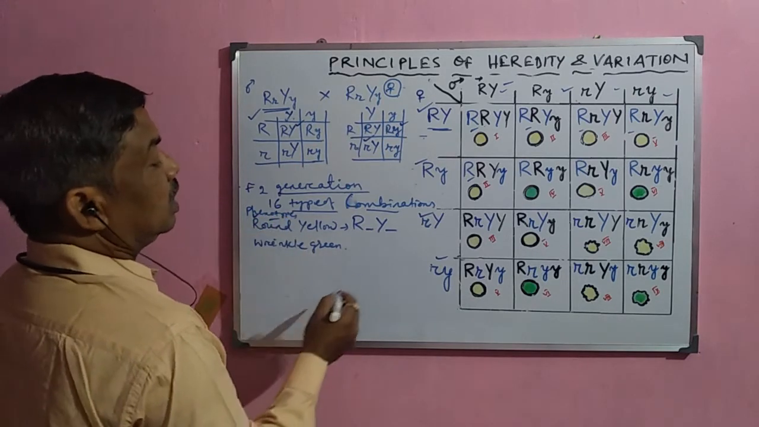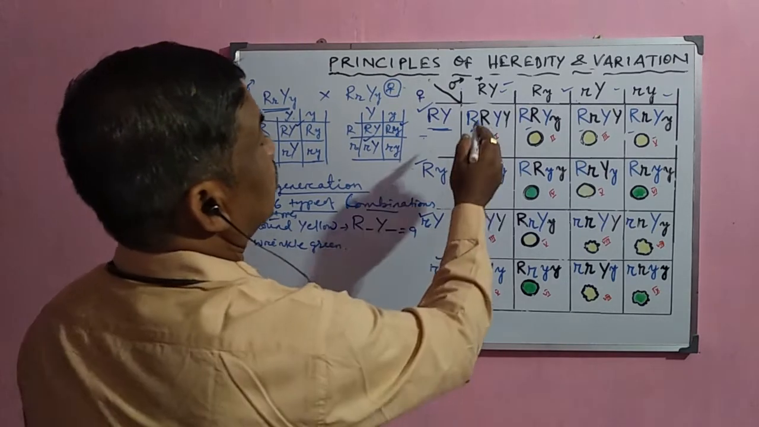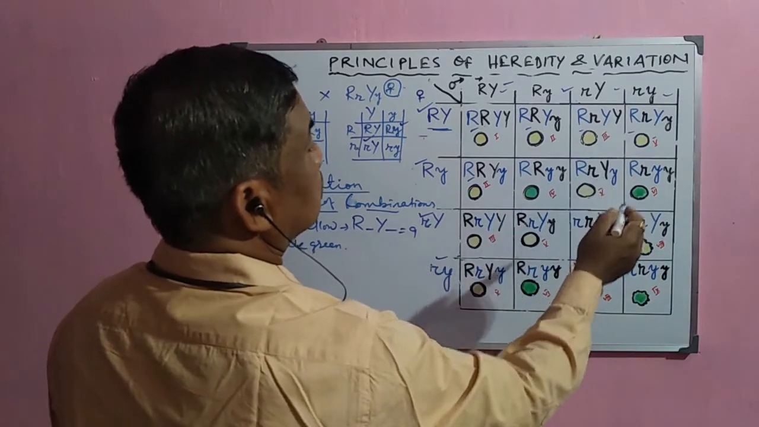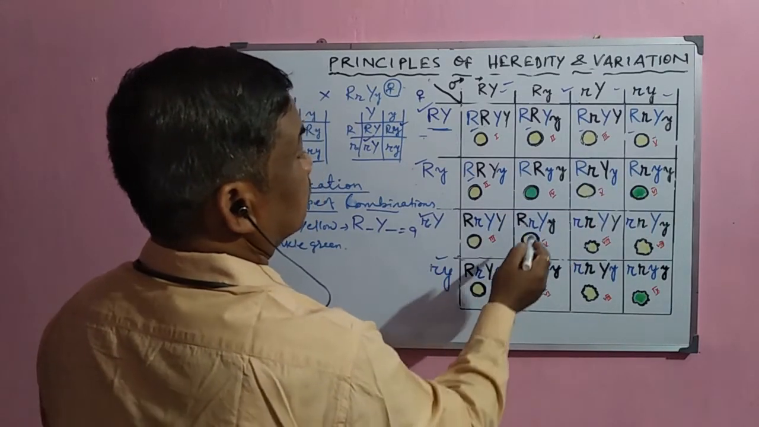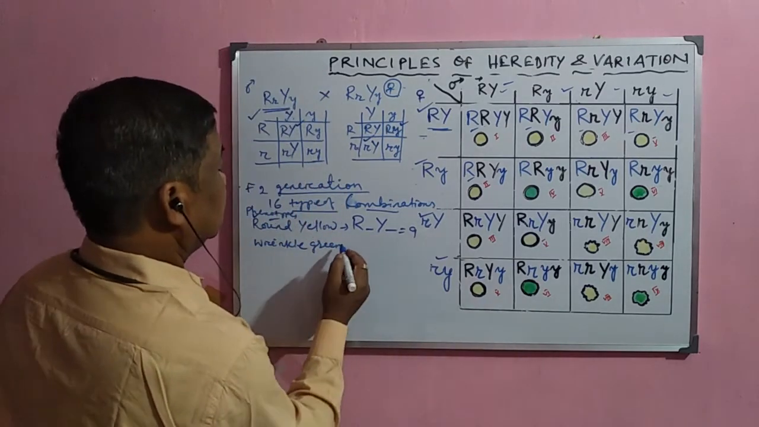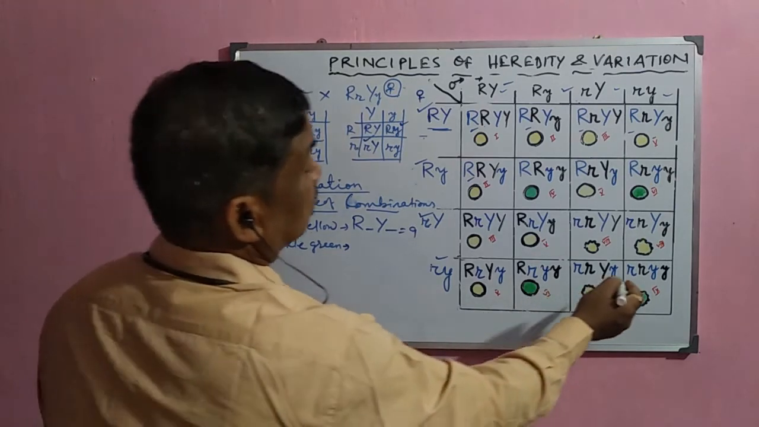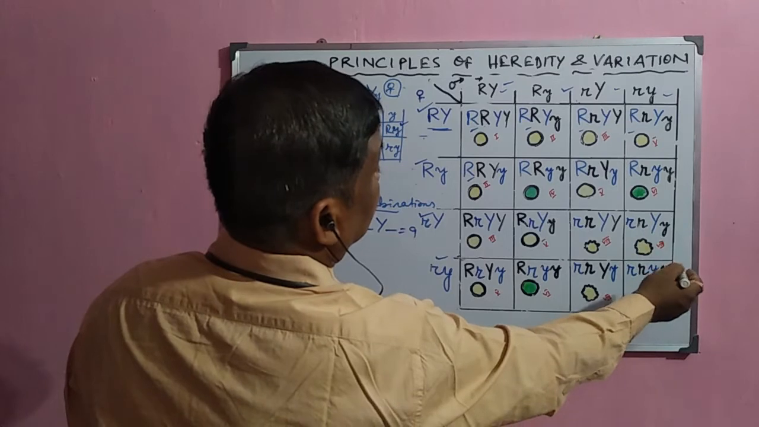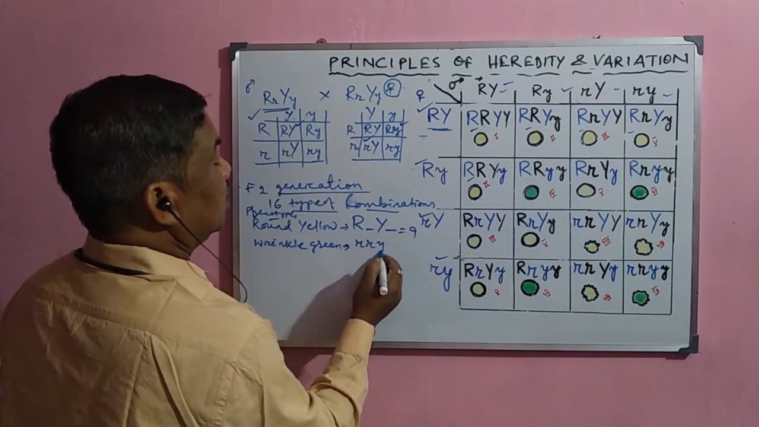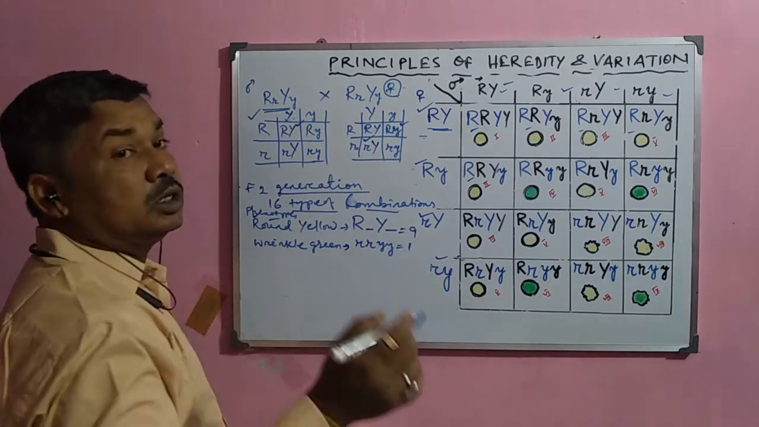Now round yellow, RY, he observed 9. Observe here: 1, 2, 3, 4, 5, then 6, 7, 8, and 9. So there are 9 combinations. Now here wrinkled green. Look at small r small r, small y small y. So these are all rryy. Only one type of combination he observed.